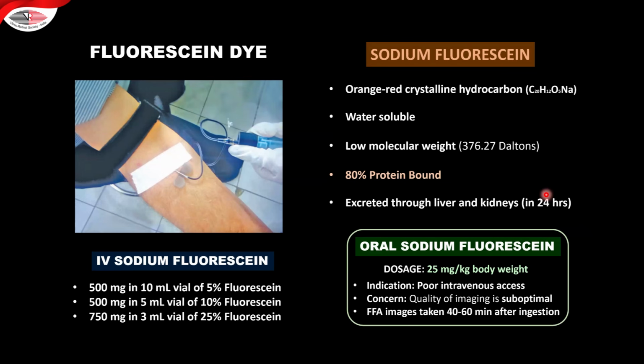So it's typically injected, but it can also be used orally, and this is done sometimes in children. In children, because you don't want to inject at times, you just have them take a dose of 25 milligram per kg body weight, and you could dissolve it in maybe orange juice or some liquid and give it. And the images are taken about 40 to 60 minutes after the ingestion.